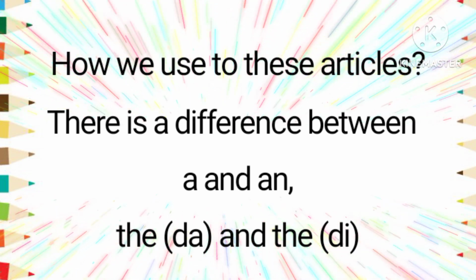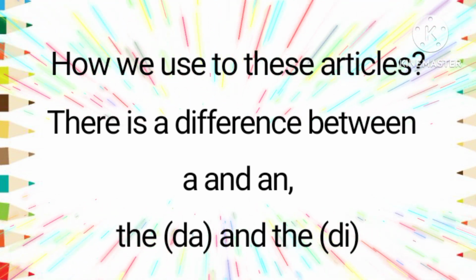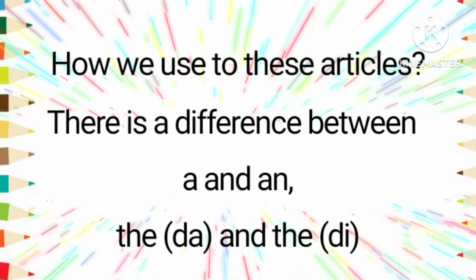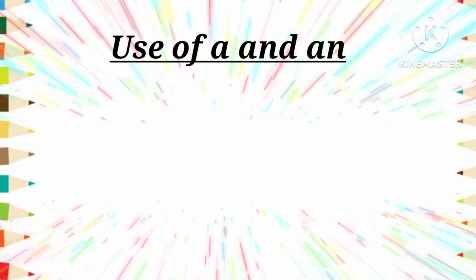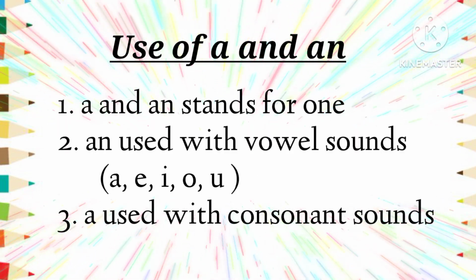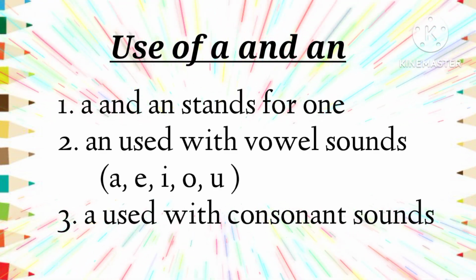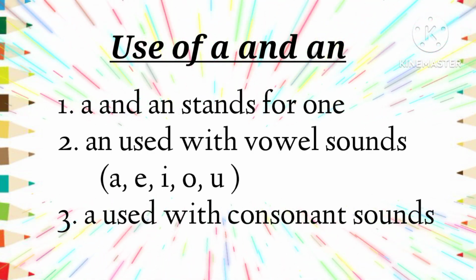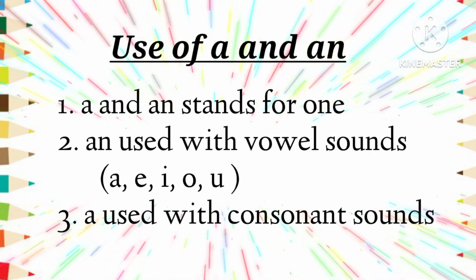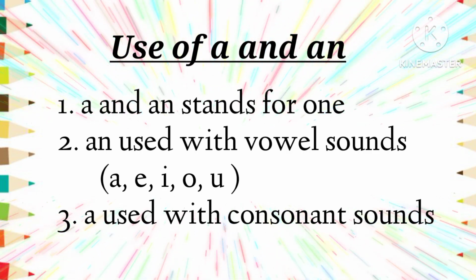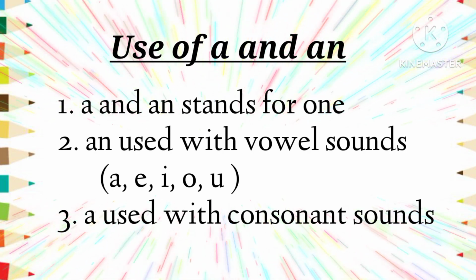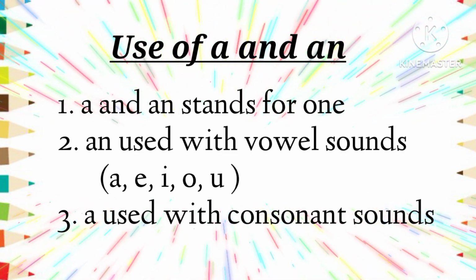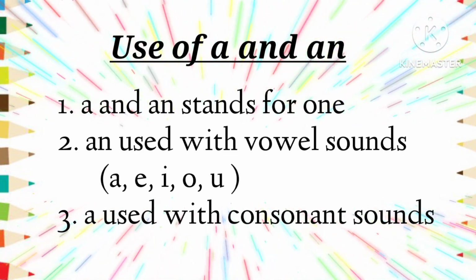There is a difference between a and an, and also the and the. First of all, I will tell you how we use a and an. A and an stand for one. We have learned from childhood that we use an before vowel sounds, which are a, e, i, o, u. We use it only before the sound of these letters. It means that when there is a vowel sound, we use an. If there is a consonant sound, we use a.